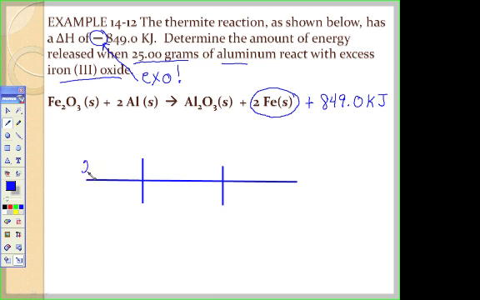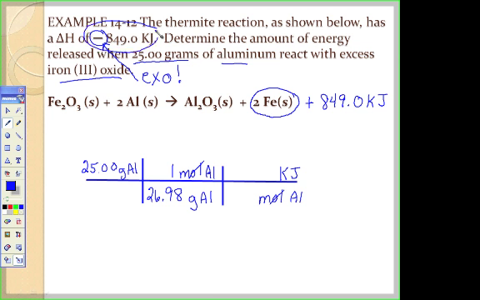So I have 25.00 grams of aluminum. I want to get rid of grams and go to moles. Mass to moles, use molar mass. I can't imagine that after a year you have to be so sick of that phrase. Mass to moles, use molar mass. Now, I want to eliminate the moles. So I put them opposite, and I want kilojoules, and this tells me I would get negative 849.0 kilojoules released for every 2 moles of aluminum.